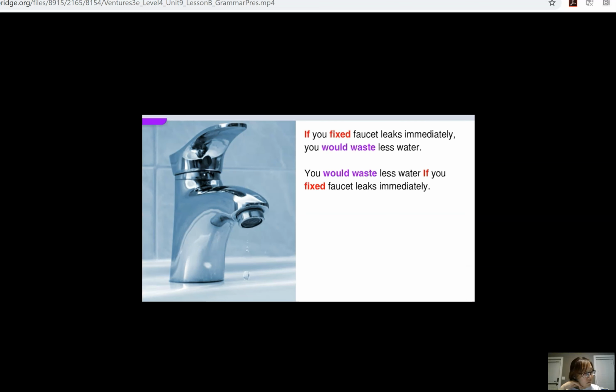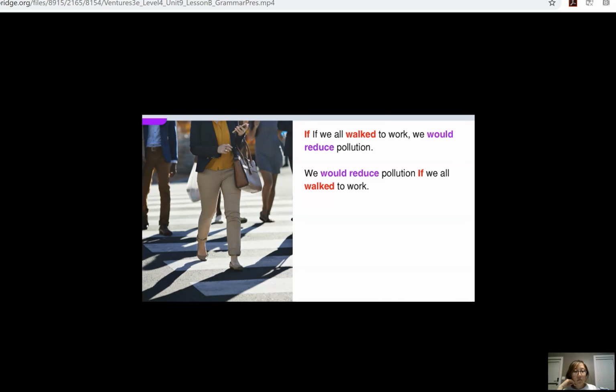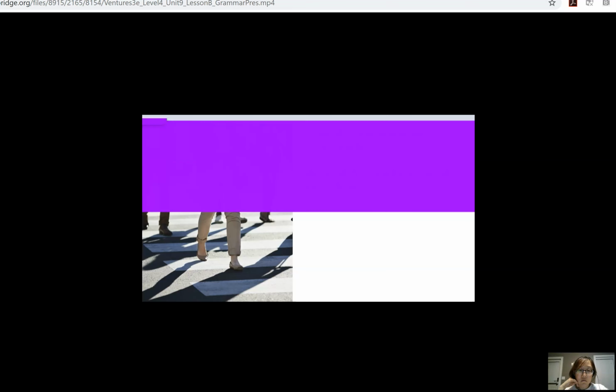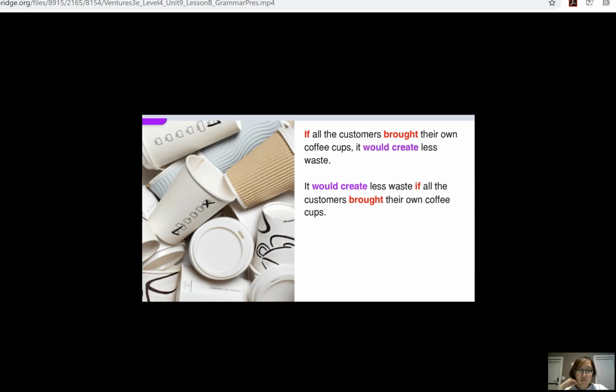If you fixed faucet leaks immediately, you would waste less water. You would waste less water if you fixed faucet leaks immediately. If we all walked to work, we would reduce pollution. We would reduce pollution if we all walked to work. If all the customers brought their own coffee cups, it would create less waste. It would create less waste if all the customers brought their own coffee cups.